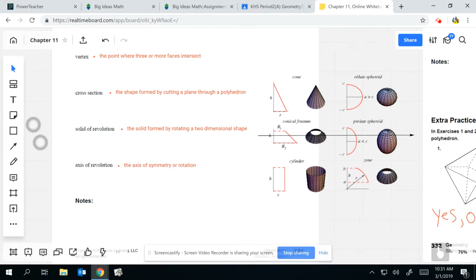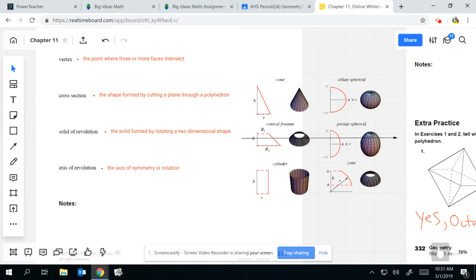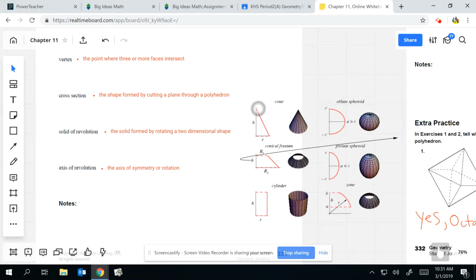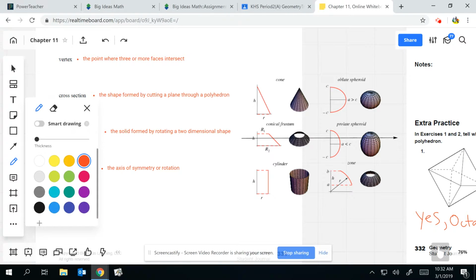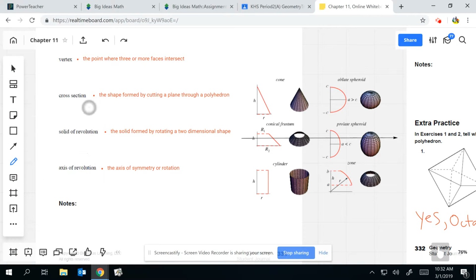Solid of revolution, I kind of try to show you here. Do you see this picture of a right triangle? Yeah, you got a right triangle right here. So you got this right triangle right here, okay?